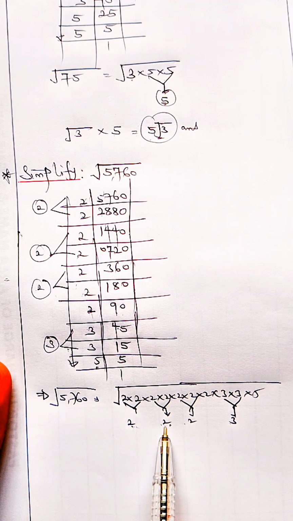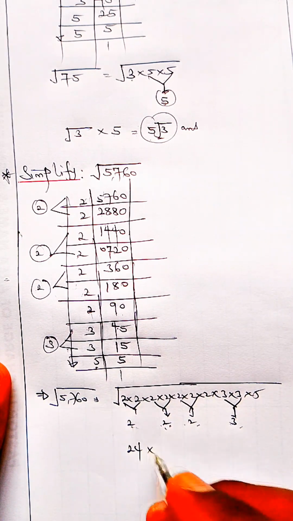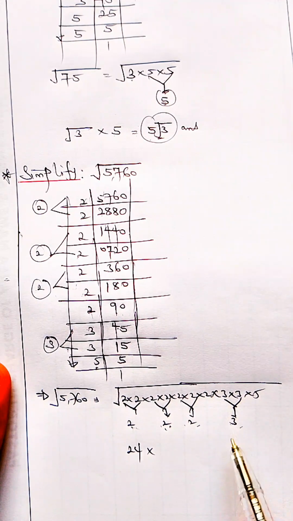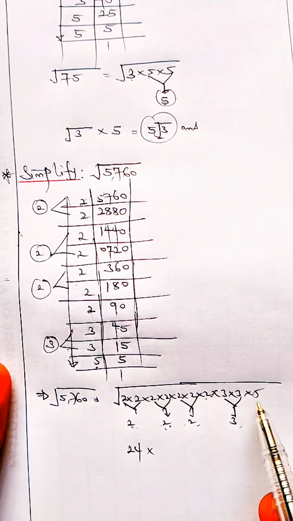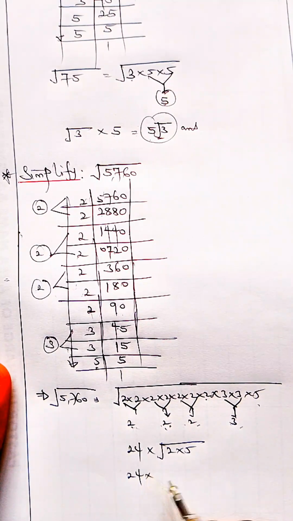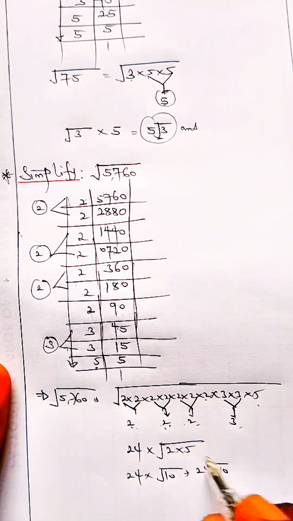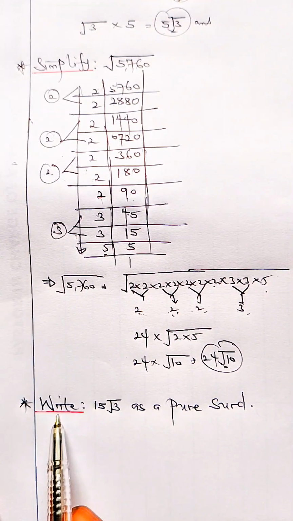So 2 times 2 is 4. 4 times 2, 8. 8 times 3 is 24. There's 24 times. So what do we have? The ones without partners, we have the 2 and 5. They remain in the root. 2 times 5. So this is 24 root 10.